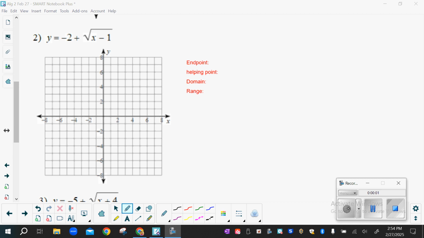Okay, so the second one, we've got these numbers, these expressions, the parts of the expression are moved around, but we do the same idea. What's inside the square root affects the x value. What's outside affects the y value.